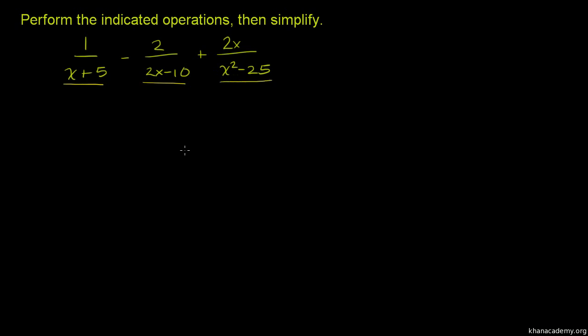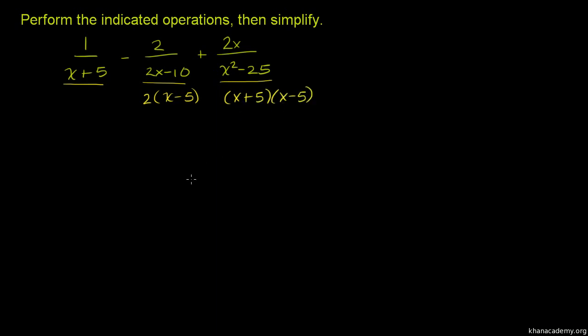And to find the least common multiple, we really want to factor these out and make sure that that least common multiple, that common denominator, has all of the constituent factors in it. So x plus 5 can't be factored anymore. That's about as simple as you can get it. 2x minus 10, we can factor out a 2, and it becomes 2 times x minus 5. So we factor that out. And then x squared minus 25, you might recognize as a difference of squares. So that's the same thing as x plus 5 times x minus 5.